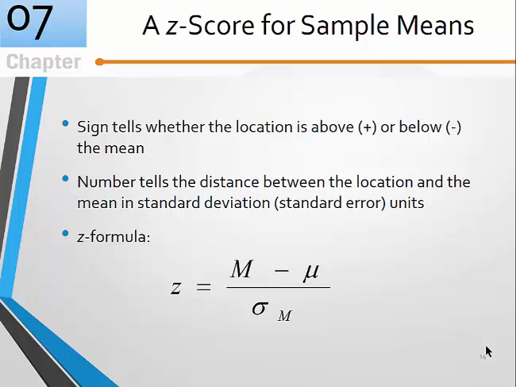The proportions of the normal curve are used to represent the probabilities, and we do that by calculating a z-score for the sample mean and finding the probability. In the formula, it's very similar to the one we've been using, but instead of our score x, we now use the mean of the sample. The standard deviation for the distribution of sample means is the standard error of the mean. Again, the sign tells us whether the location is above or below the mean, and the number tells the distance between the location and the mean in standard deviation, or standard error, units.